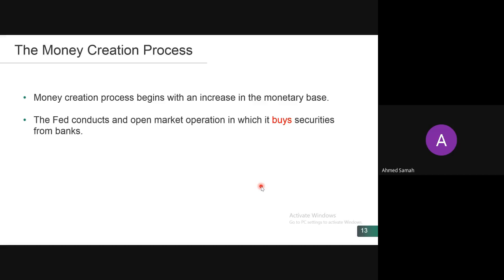The Fed conducts an open market operation in which it buys securities from the banks. The Fed is the central bank of the United States. So the money creation process starts with an increase in the monetary base. Let's say the Fed is conducting open market operations, which we will go into more detail later, buying securities from the banks.